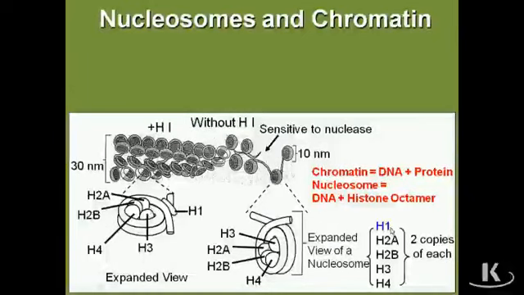There's also going to be sometimes an H1 histone associated. We'll talk about that momentarily. So for now, understand that a nucleosome is DNA that's bound by 8 proteins: 2 copies of H2A, 2 copies of H2B, 2 copies of H3, 2 copies of H4.